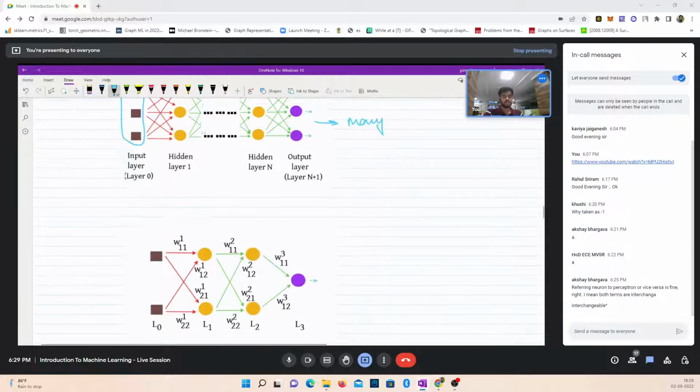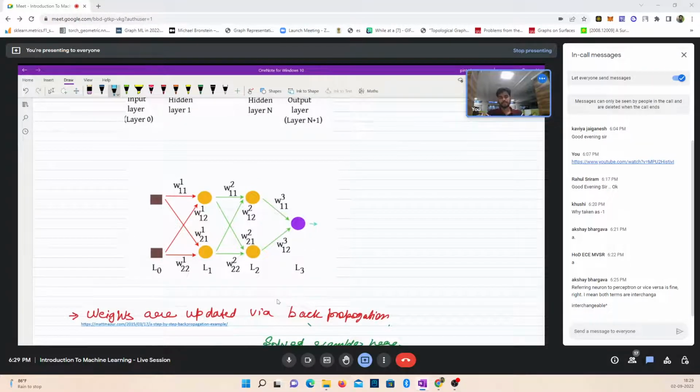Here is a simpler example of what things you have to learn. You will have to learn these weights. There will also be some bias term over here, so that bias weight you will also have to learn. There will be some bias over here also. So these are the things that you have to learn. And how do you learn?